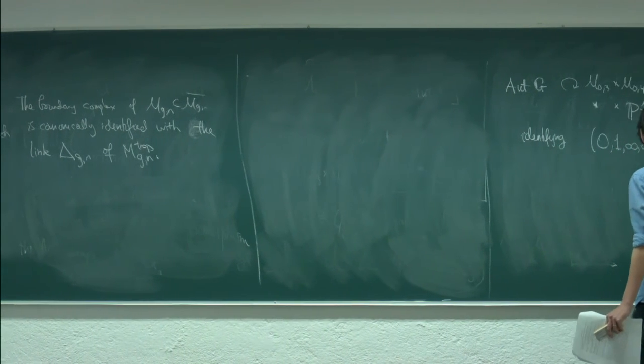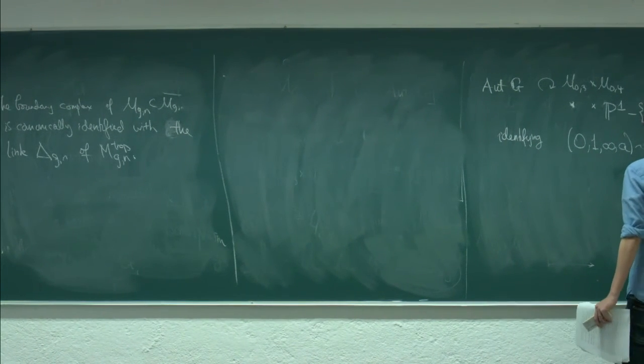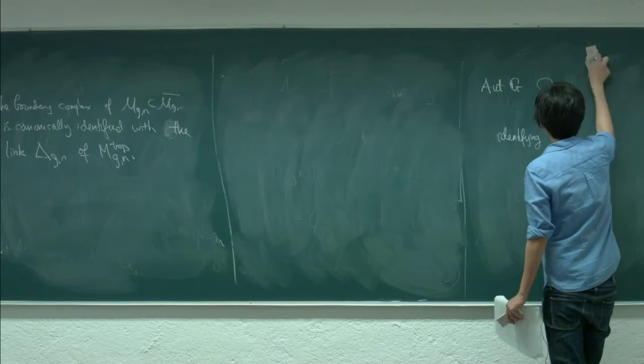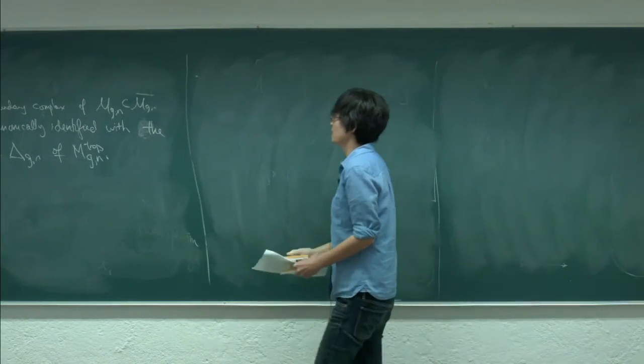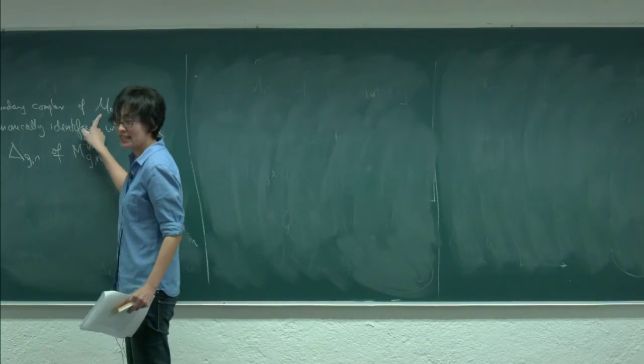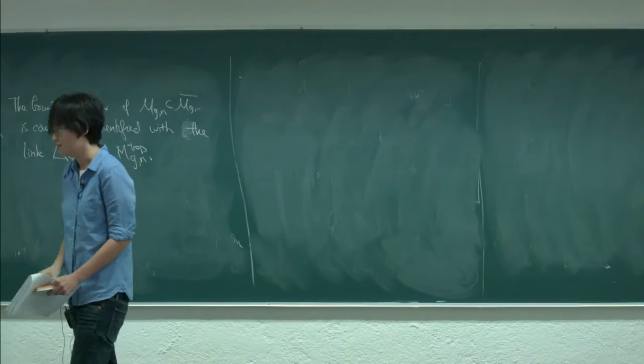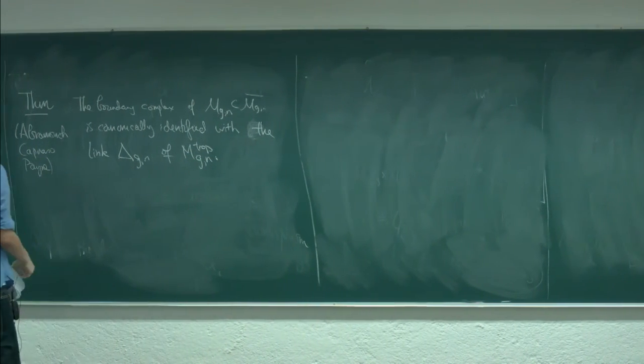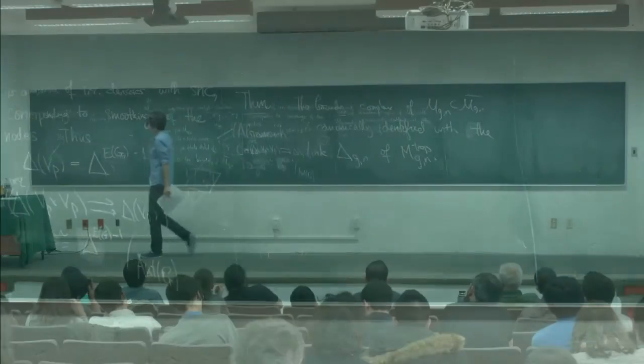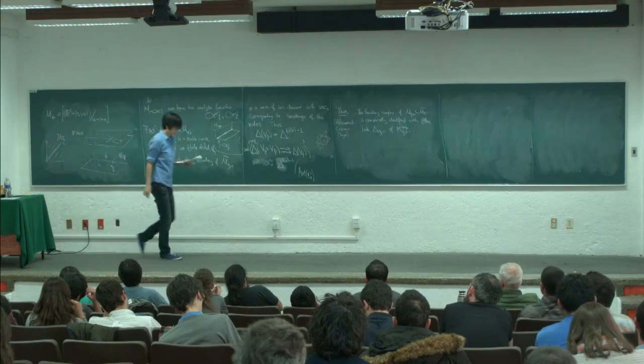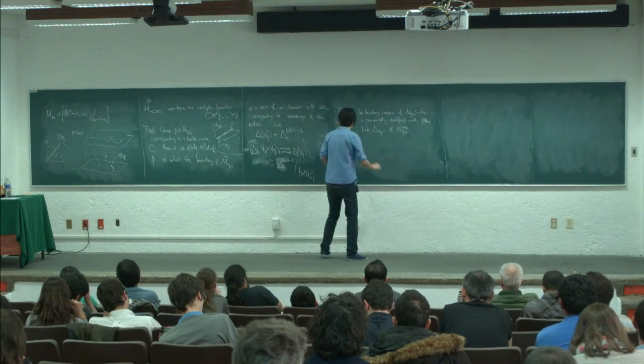I claim that it encodes some information about the cohomology of the space being compactified, in this case MGN. So the open space, not even the particular compactification. So let me just write some of this. So, applications.